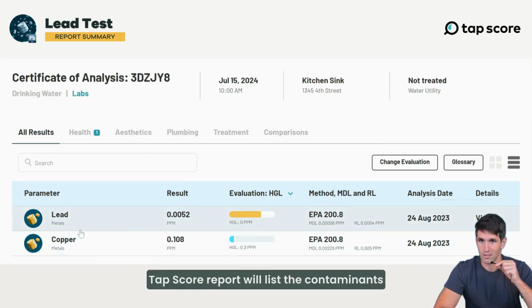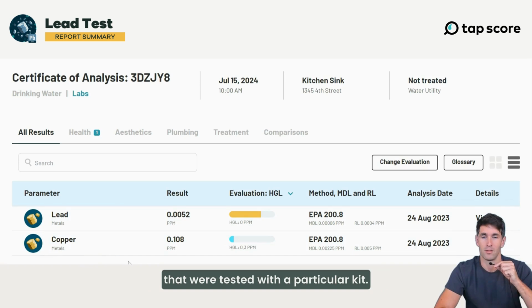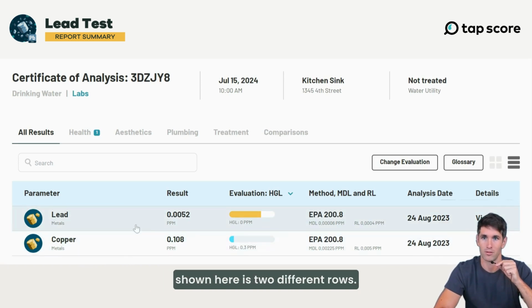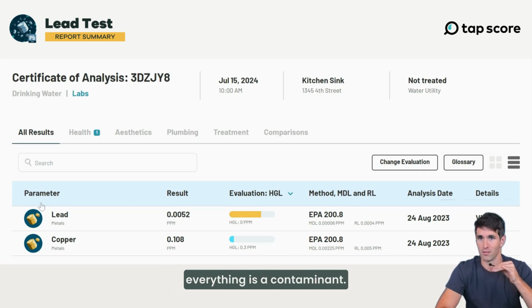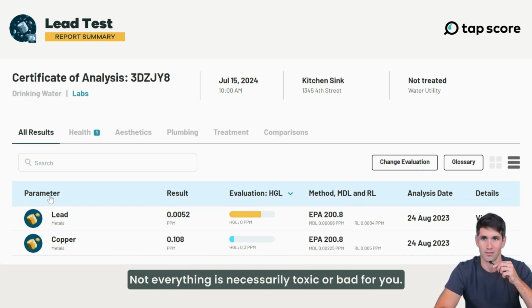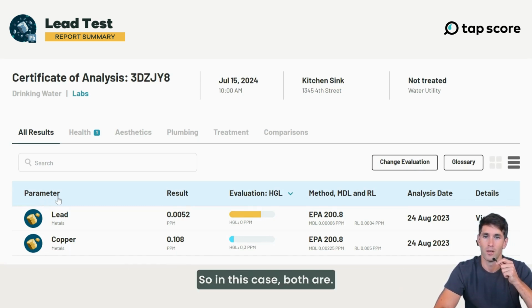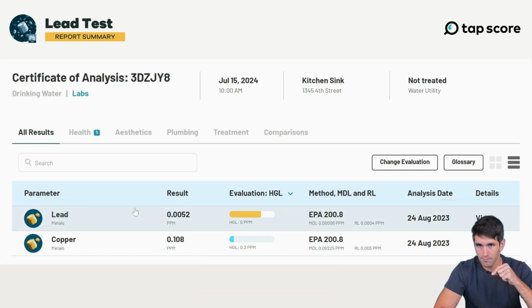A TapScore report will list the contaminants that were tested with a particular kit. In this case, lead and copper are shown here as two different rows. Each one of them is a metal. We call these parameters or contaminants. We say parameter because not everything is a contaminant. Not everything is necessarily toxic or bad for you. So in this case, both are. You see the result.